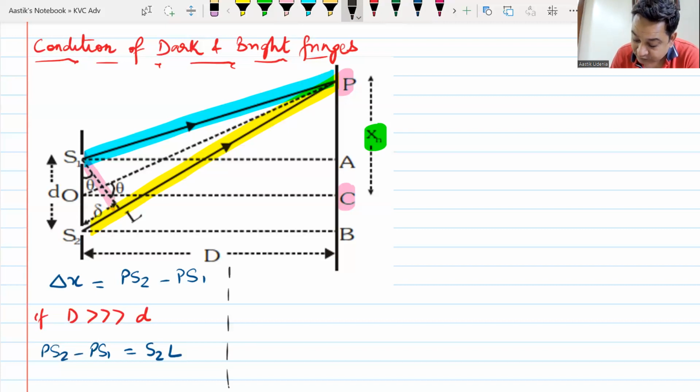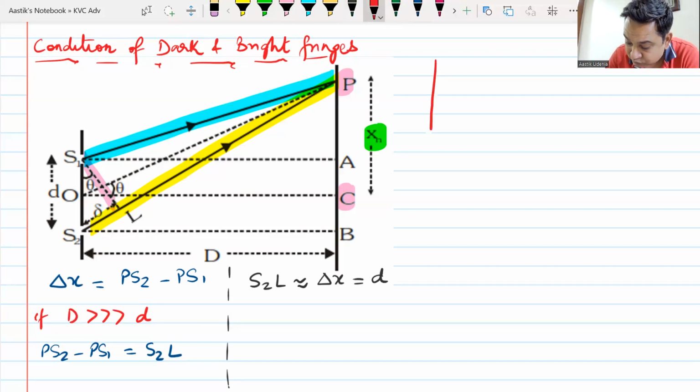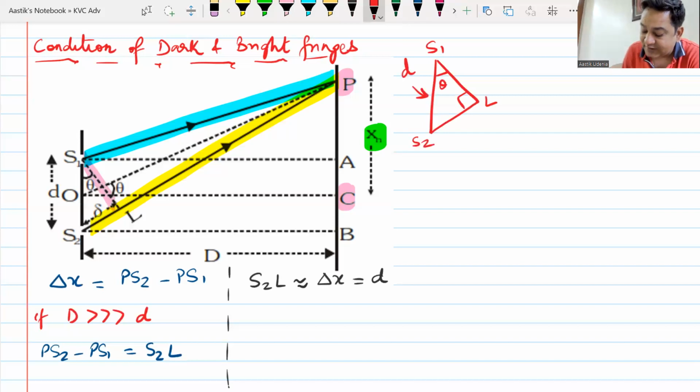Yes or no? And this S2L, which is now approximately equal to the path difference, can be written as d sine theta. Yes or no? No, d tan theta. Yes or no? Yes. Do we understand this? Yes, sir. Tan theta or sine theta? d is the hypotenuse. If you look at this triangle, this is S1, this is S2, this is L, this is d, and this is theta, and this is 90. I can write S2L as d sine theta.